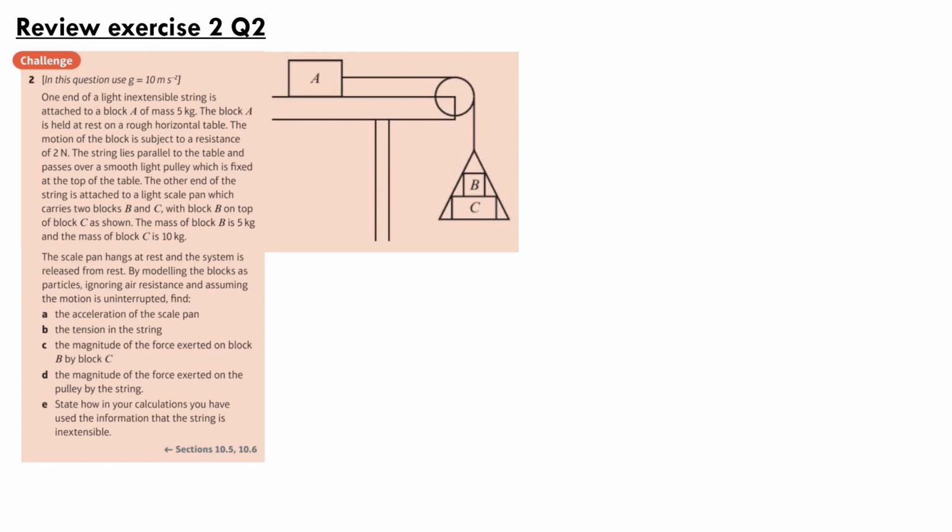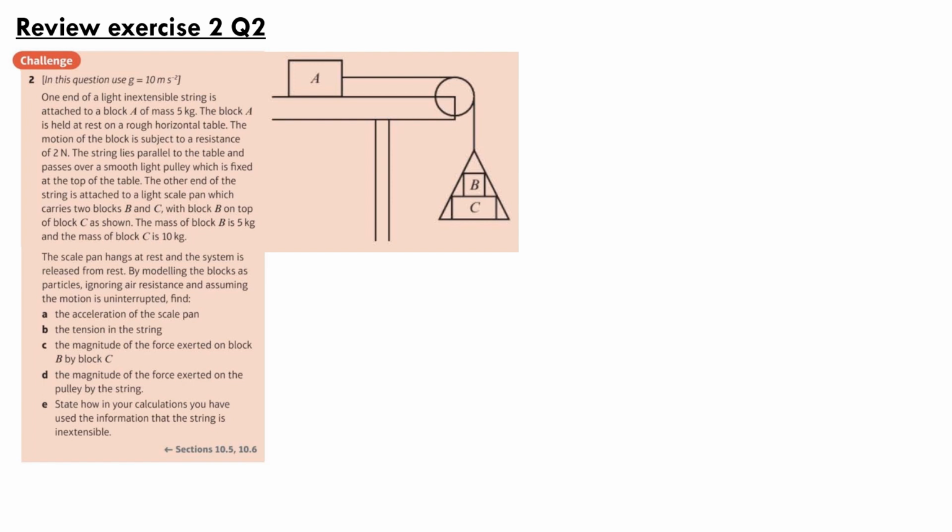The mass of the block B is 5 kilograms and the mass of the block C is 10 kilograms. The scale pan hangs at rest and the system is released from rest. By modelling the blocks as particles, ignoring air resistance and assuming the motion is uninterrupted, find, for part A, the acceleration of the scale pan.